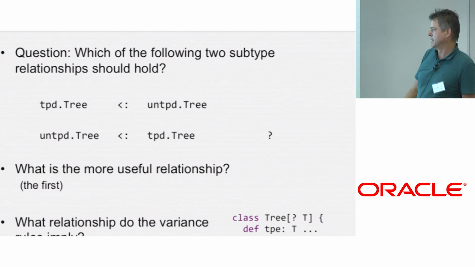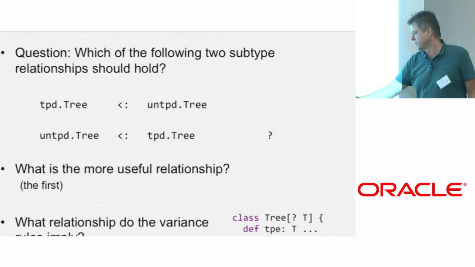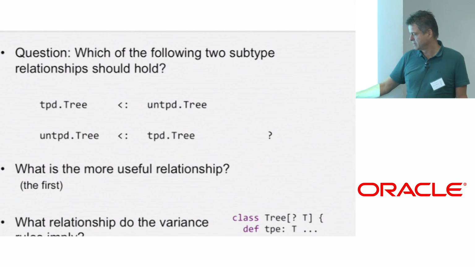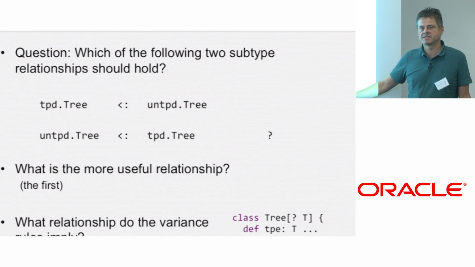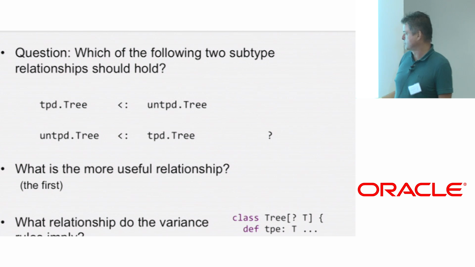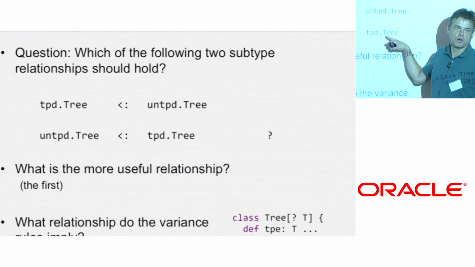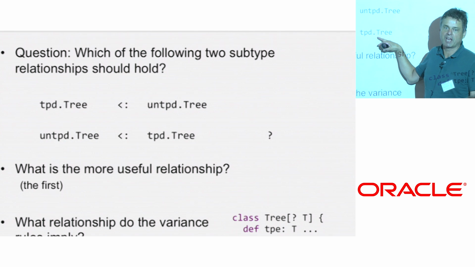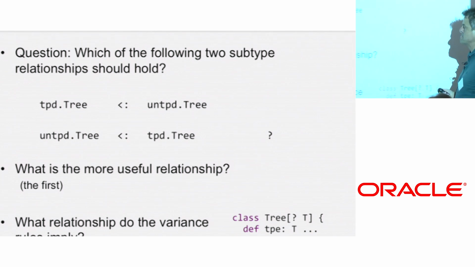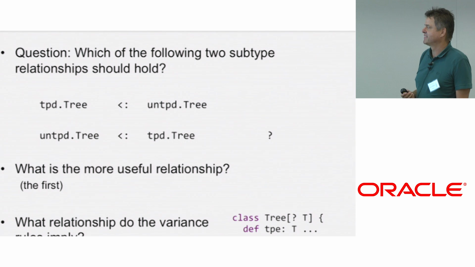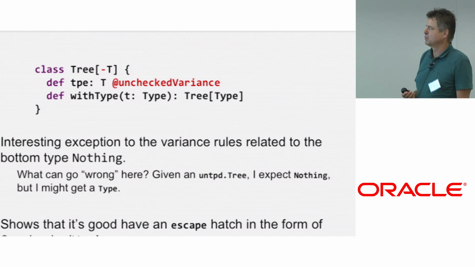On the other hand, what relationships do the variance rules here imply? Well, the variance rules say, well, it appears covariantly, right? So that's a result. So that must be a plus here, covariant. But covariant would mean that because untyped is nothing, a tree of nothing is a subtype of a tree of type because nothing is a subtype of type. Interesting. So it seems our variance checking has hit a problem here. So let's try to resolve that.